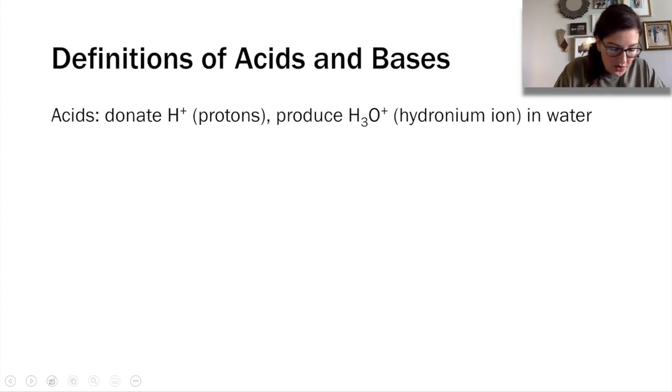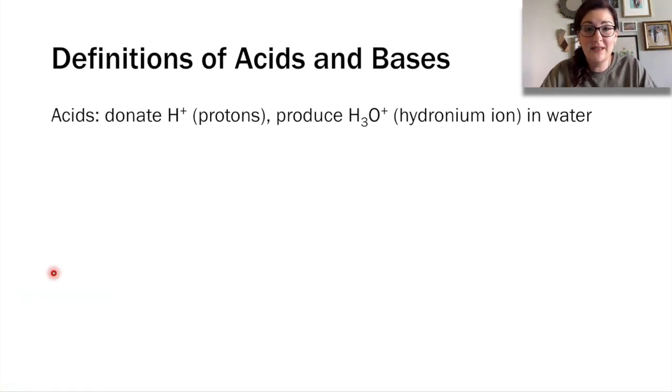Okay, so you can see here there are a few different ways to define acids and bases. We're going to use this general definition here. Acids are compounds that give or donate H+ ions. Okay, and we'll talk about this in a second. And as a result, they produce a new ion in water called the hydronium ion, H3O+.